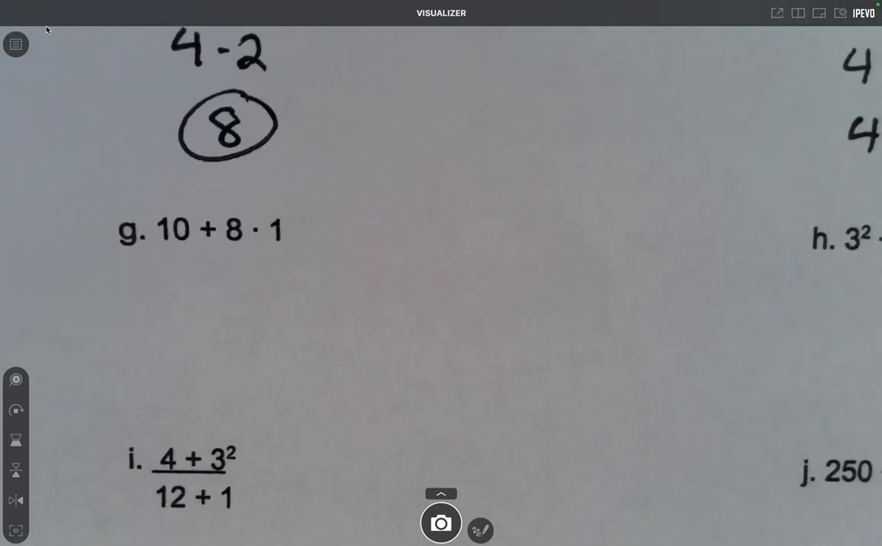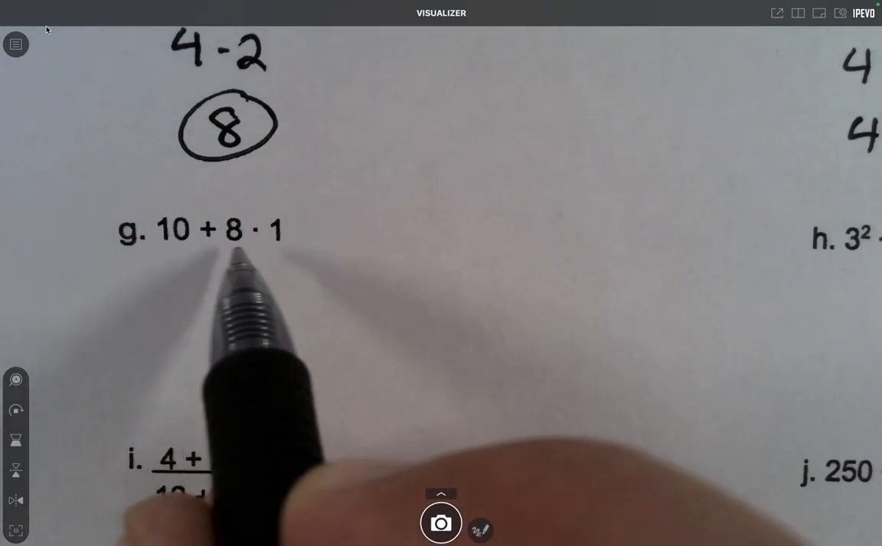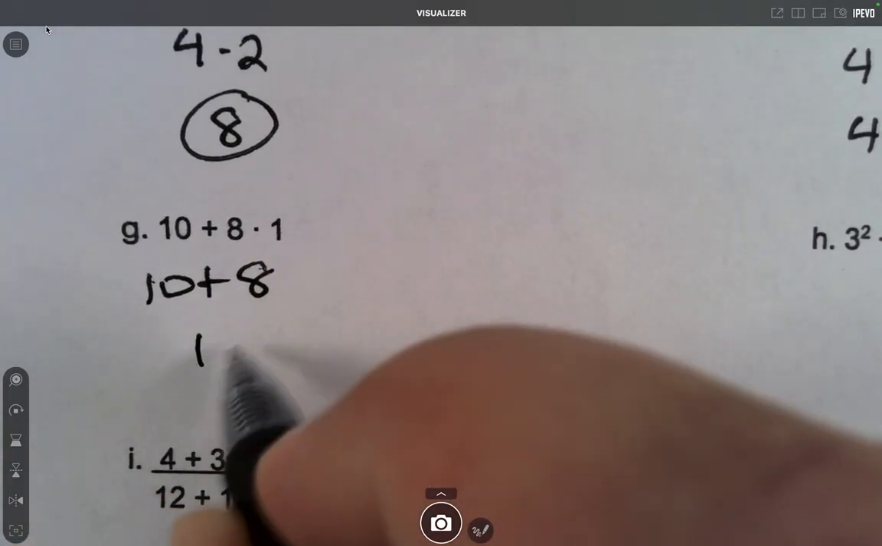Okay, G, this one is actually quite simple. We still should do it in order. Multiplication comes before addition. So 8 times 1 is 8. And 10 plus 8 is 18.